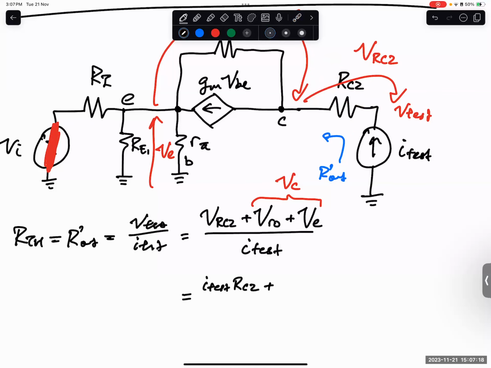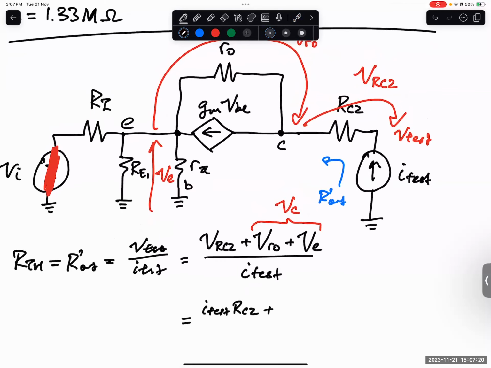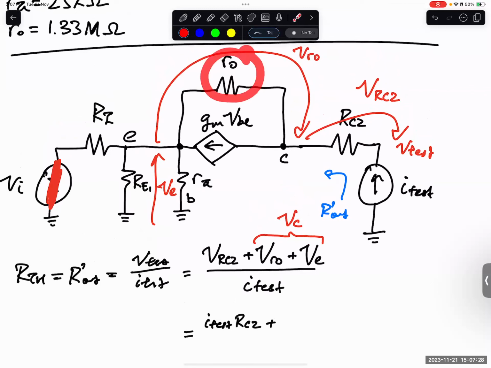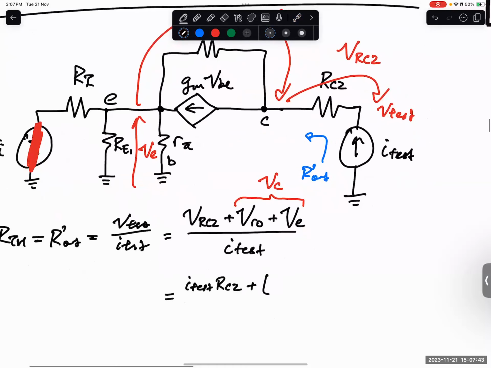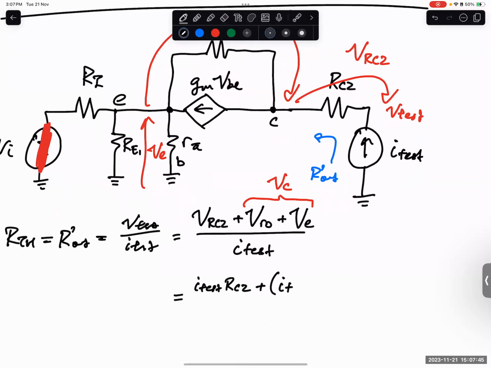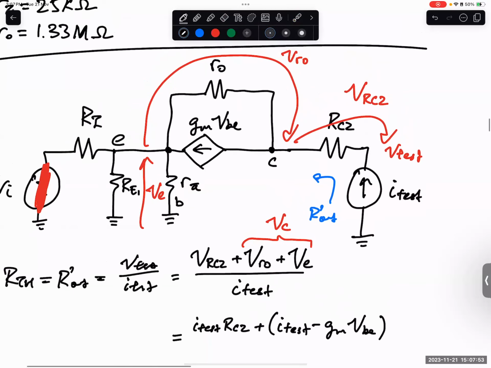Okay, so VR0. What's the voltage for R0? How to get? To find the voltage, I need to find the current, right? How to find the current? Voltage or resistance. Yeah, the total current minus the GMVBE. Then I get the remaining one, correct or not? So it's actually just I test minus GMVBE. Then the remaining is R0.